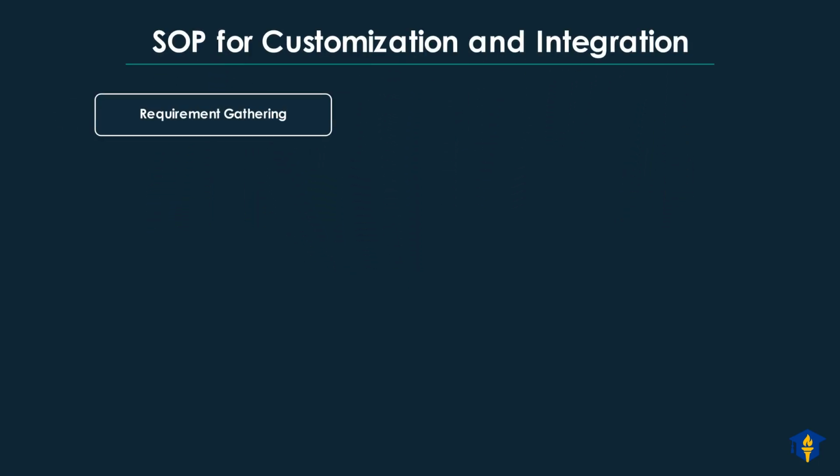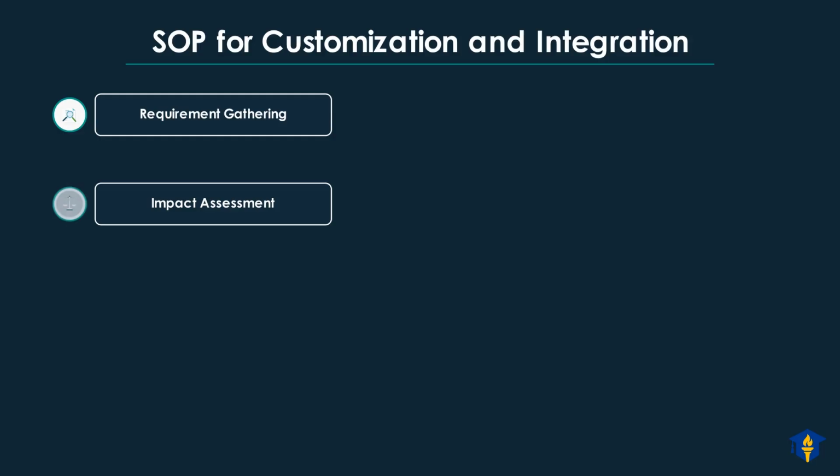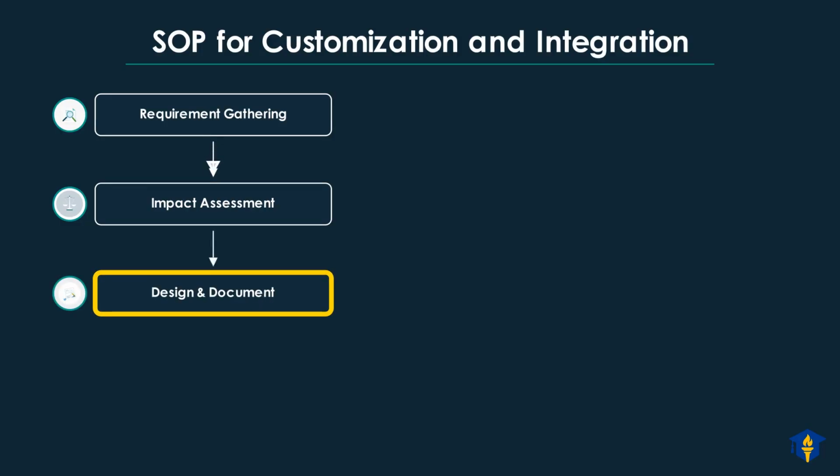The first step involves thoroughly gathering all the requirements for your customization or integration. Next, perform a comprehensive impact assessment to understand potential risks and benefits. Then, carefully design the solution and thoroughly document all aspects of your plan.